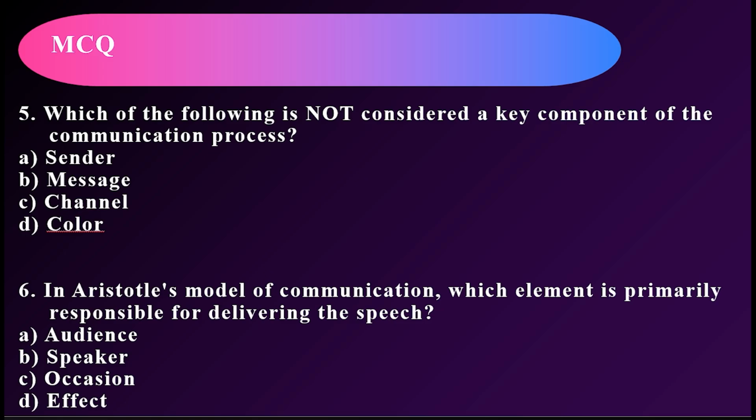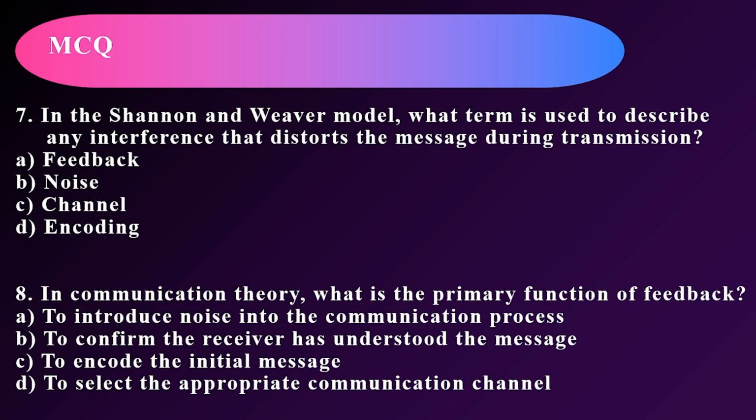Question 6. In Aristotle's model of communication, which element is primarily responsible for delivering the speech? Option A, audience. Option B, speaker. Option C, occasion. Option D, effect. Answer is option B, speaker. Question 7. In the Shannon and Weaver model, what term is used to describe any interference that distorts the message during transmission? Option A, feedback. Option B, noise. Option C, channel. Option D, encoding. Answer is option B, noise.